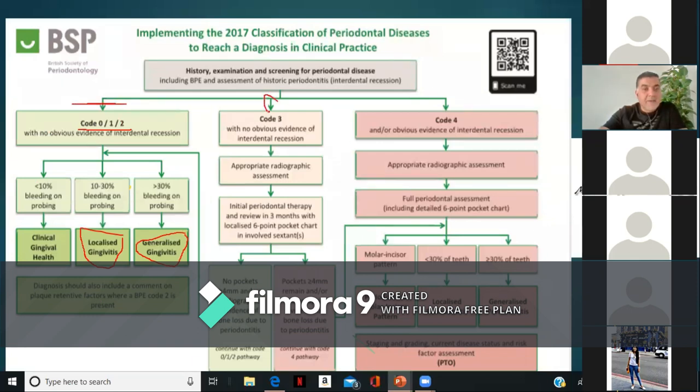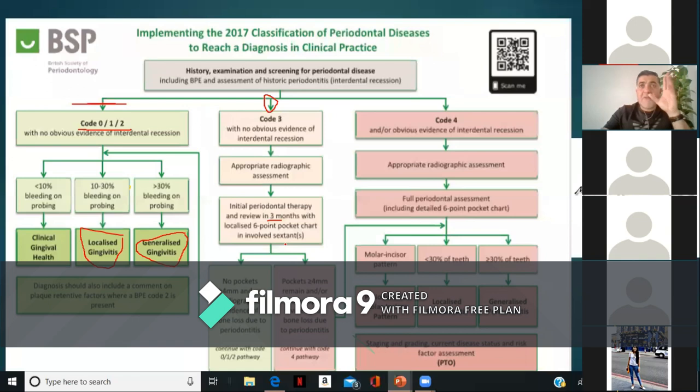Now, code 3, my friends. Please, very important, stay with me. When we do probing, you will have code 3, where the black band of the probe is partially disappeared. Now, if you remember, in the guidelines for code 3, they mention that we do 6-point pocket charting only after the treatment. Why? Because the guidelines say initial periodontal therapy and review in 3 months, with localized 6-point pocket charting involving the sextant only.